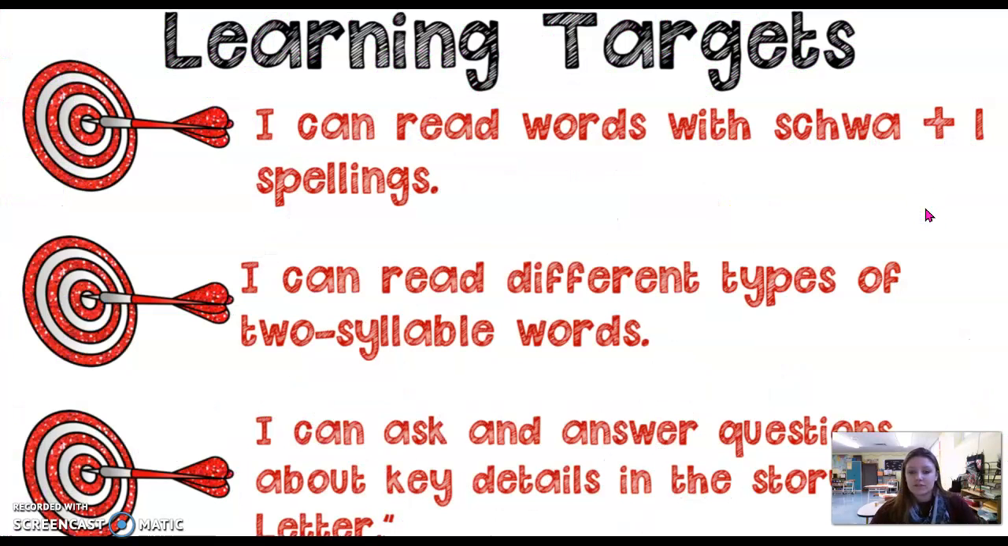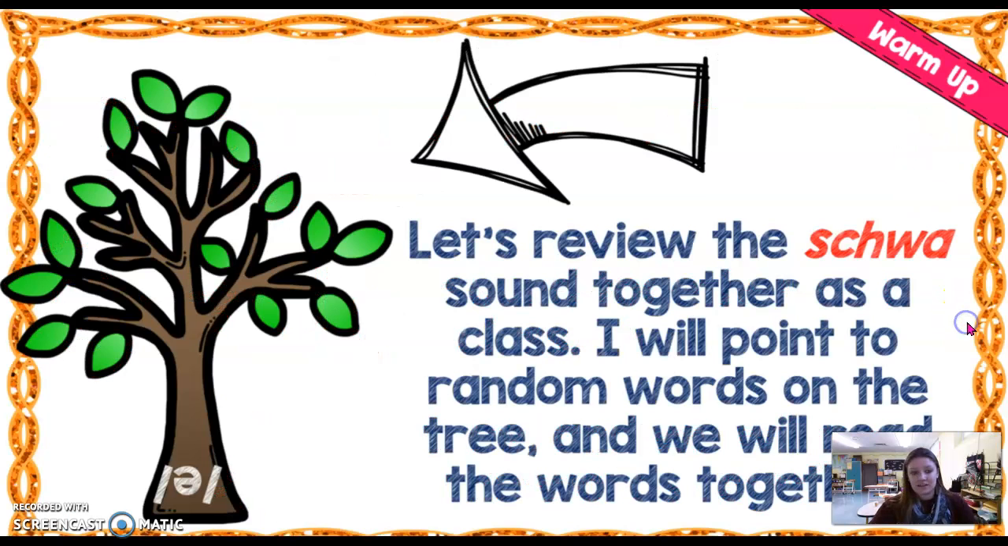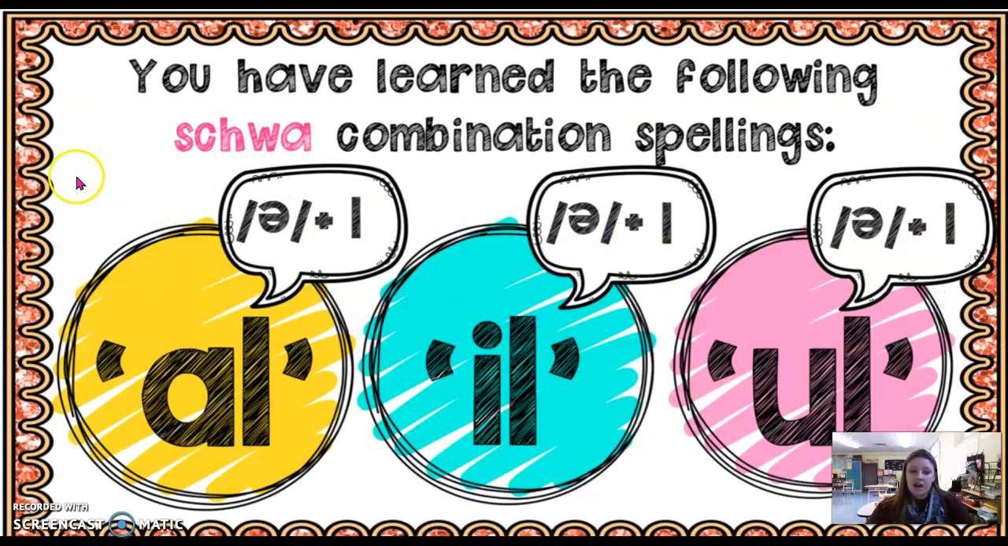Our learning targets for today. I can read words with the schwa and ul spellings. We're going to learn a couple new ones. I can read different types of two-syllable words. We're going to talk more about long and short vowels. I can ask and answer questions about key details from the story, The Letter, which is our next story in our Sir Gus Reader. We're going to talk a little bit more about the schwa sound and the combination of spellings that we've learned so far.